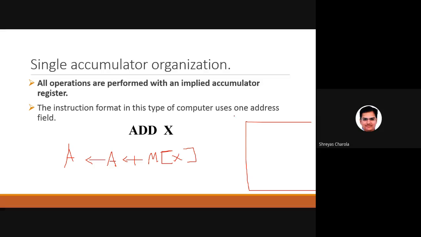So what do you mean by this? X over there, let's suppose if I write 20, so memory address 20, it will go to the 20 address. What might be the data? Let's suppose 10. 10 will be added with the accumulator, and the answer will be stored in the accumulator. This is what we call single accumulator organization.